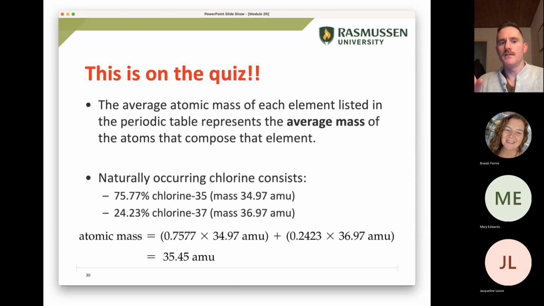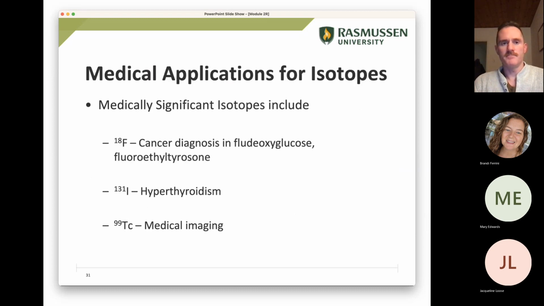So this is totally on the quiz, right? It's going to ask you to do these calculations. So make sure that you go through this, step through the math and figure out, okay, how does this work? If you do, you're going to be able to answer the questions on the quiz just fine.